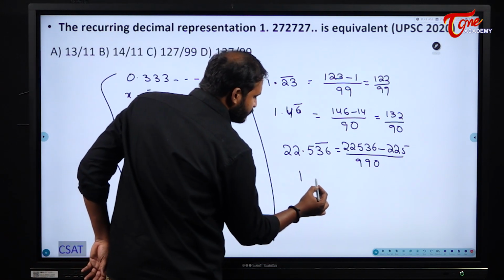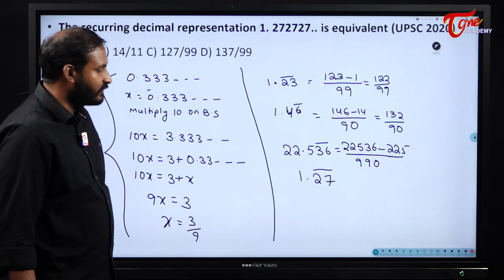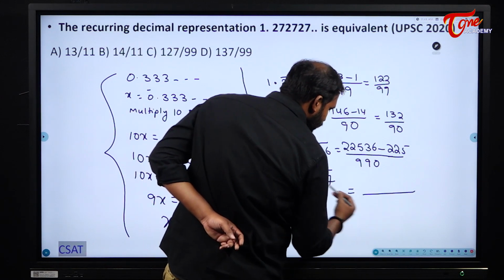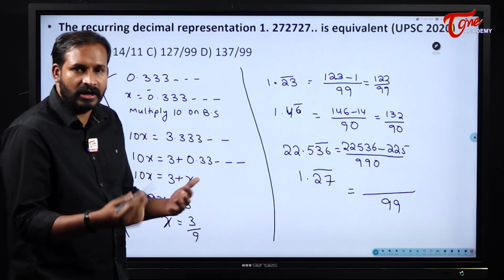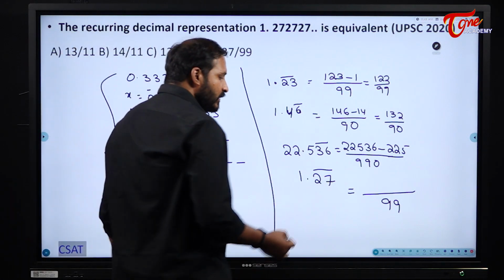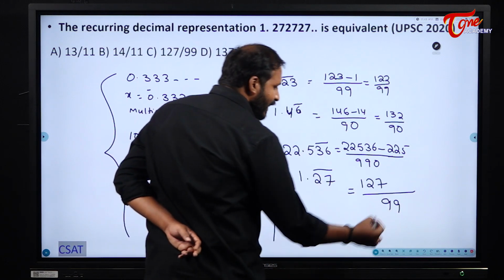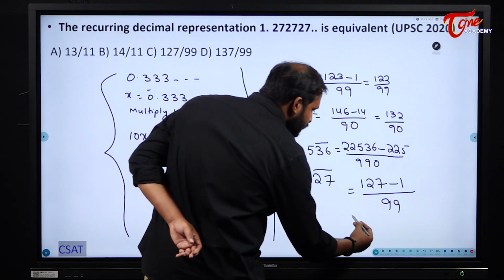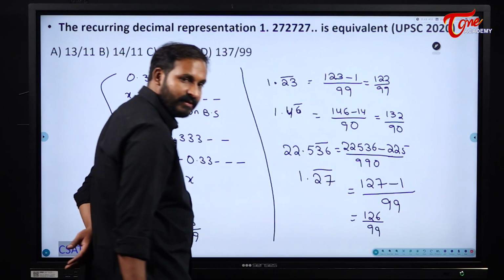What they are telling is, the given question is 1.27 bar. So now what will we write in the denominator? 2 recurring, so 99. Is there any non-recurring? Non-recurring means non-repeating, no. So only 99. Now when it comes to the numerator, we will write it completely 127 minus non-repeating, which is only 1, so 1. So what does it become now? 126 by 99.